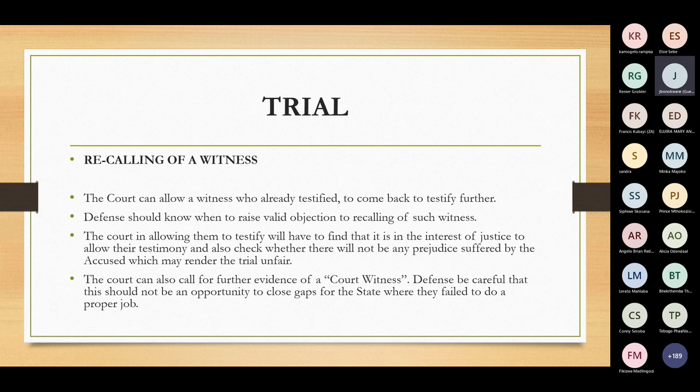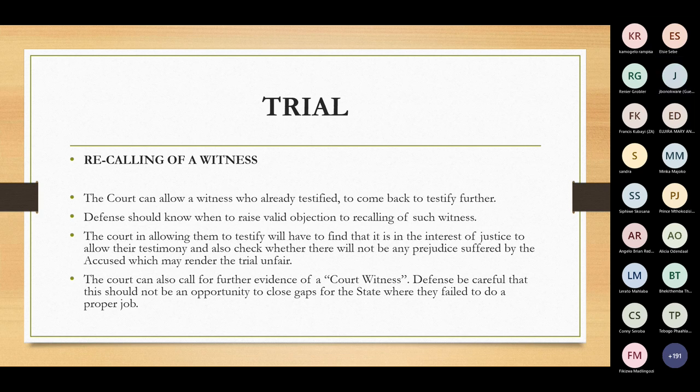Sometimes you find a situation that you were not the attorney who started the trial, or you were the attorney who started the trial for a very good reason. There's information that was not given to the state witnesses or the defense witness. There is an opportunity that the court can allow a witness who already testified to come back to testify further. So defense, you should know when to raise a valid objection to the recalling of such a witness. And remember, we said when you object, you object with reasons. The court, in allowing this witness to testify, will have to find that it is in the interest of justice to allow the testimony of this witness.